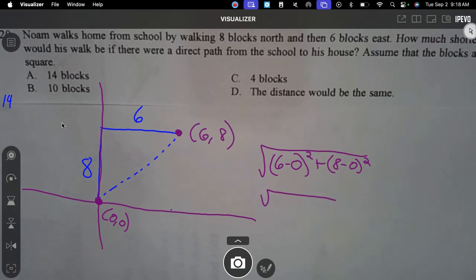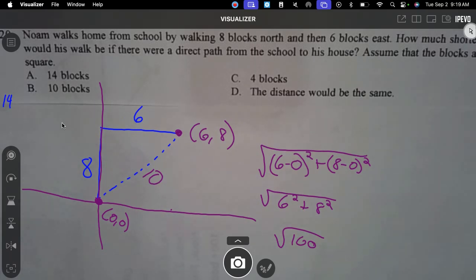So again, 6 minus 0, that's 6 squared. 8 minus 0 is 8 squared. If I type that in my calculator, that's 100. It would give me the square root of 100. What's the square root of 100? 10.